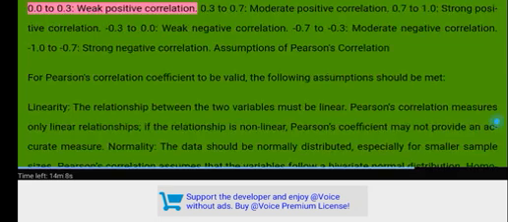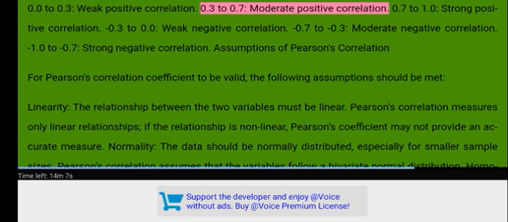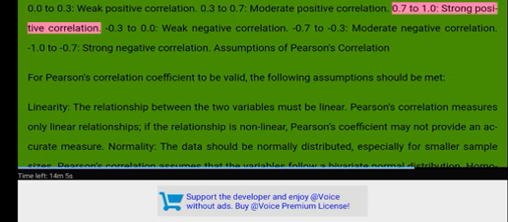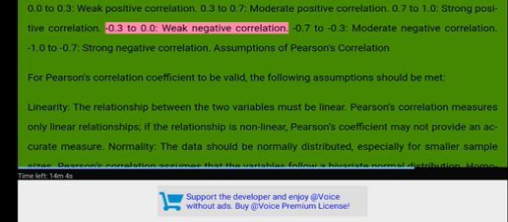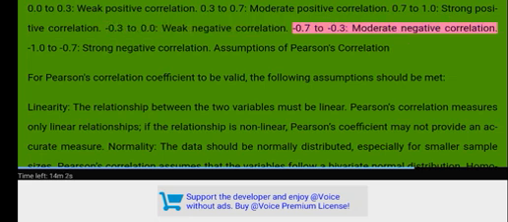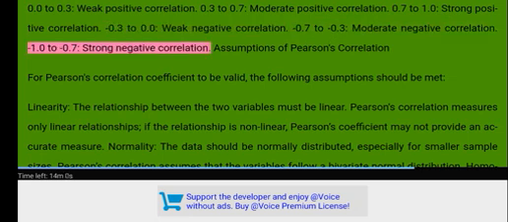Strength of the correlation. 0.0 to 0.3, weak positive correlation. 0.3 to 0.7, moderate positive correlation. 0.7 to 1.0, strong positive correlation. Minus 0.3 to 0.0, weak negative correlation. Minus 0.7 to minus 0.3, moderate negative correlation. Minus 1.0 to minus 0.7.